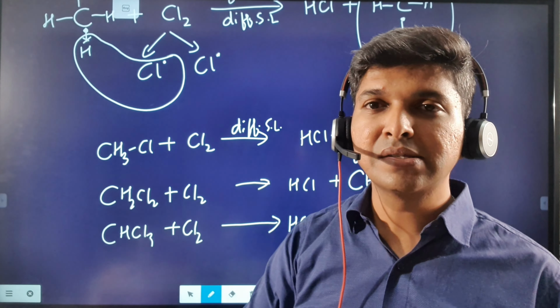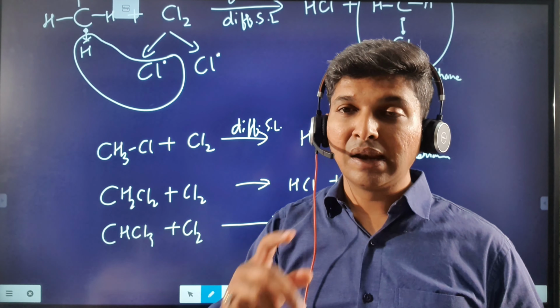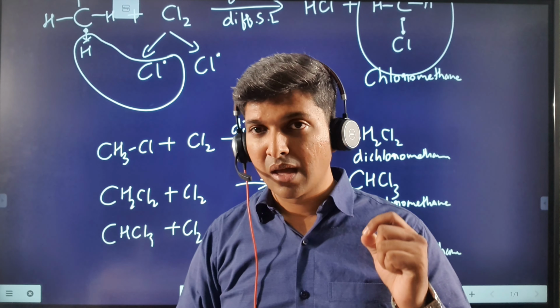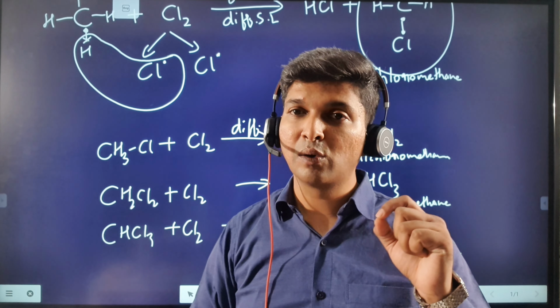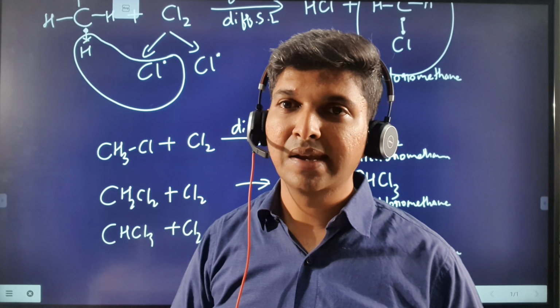So 4 methods of preparation are given in your syllabus, and we have completed that. Let's meet in the third part of haloalkanes, where we are going to discuss the chemical properties of haloalkanes, and the SN1 and SN2 mechanisms of haloalkanes.